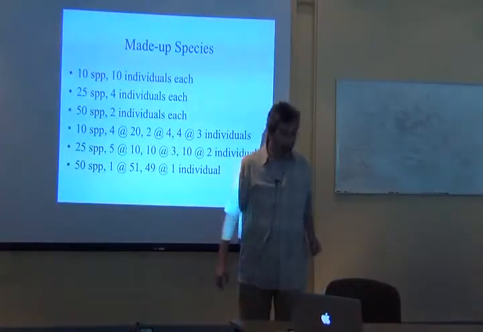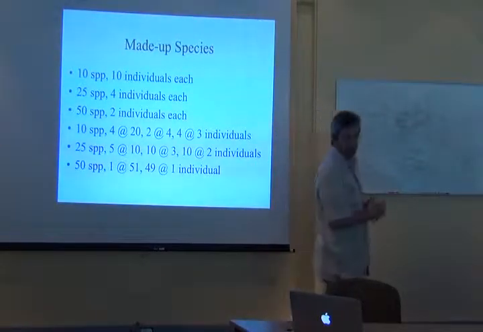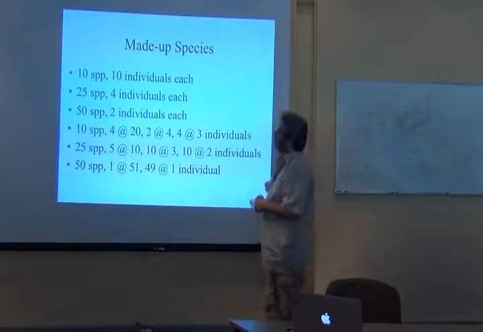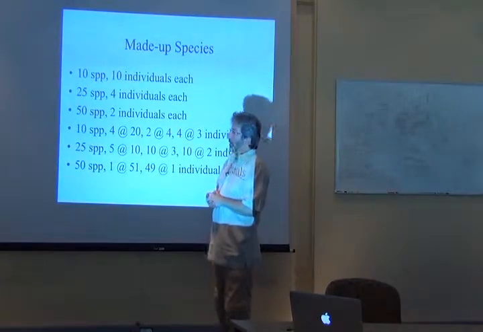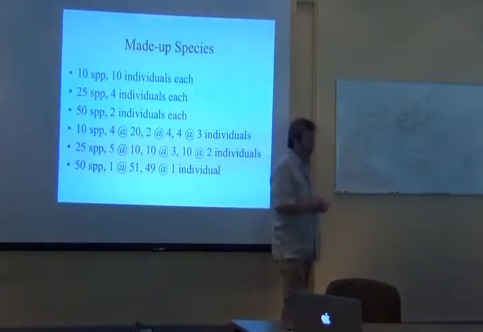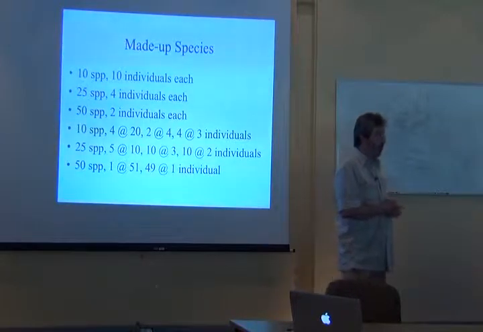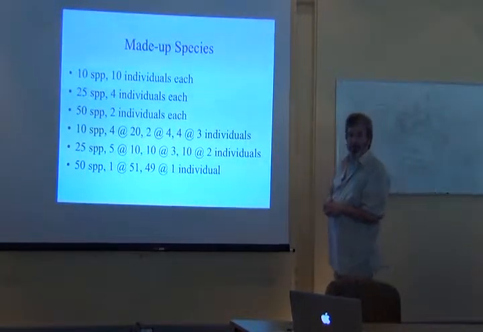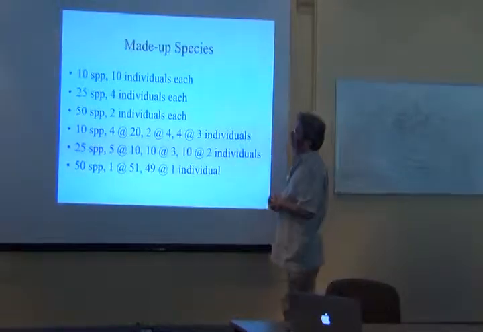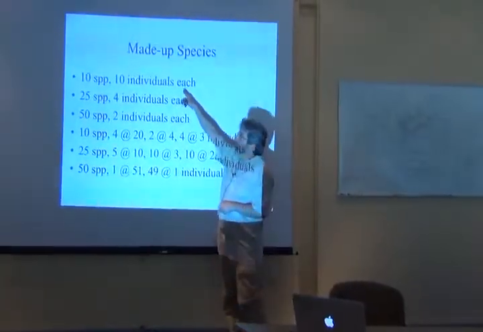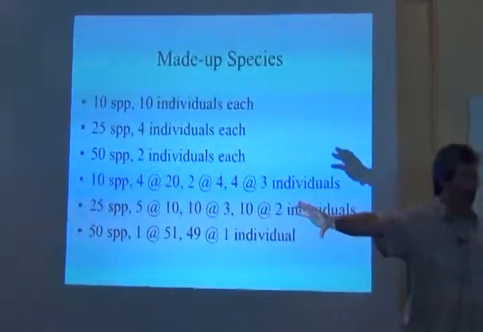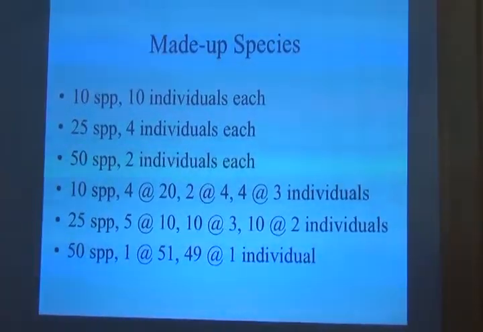So I've set up this exercise. I created 6 different faunas, and they are of 3 different sizes: one with 10 species, one with 25 species, and one with 50 species. So what should be the easiest is 10 species, all with the same abundance. Okay?